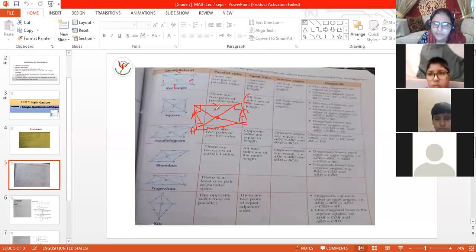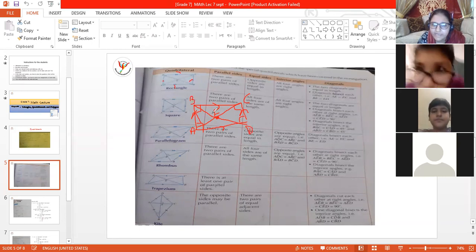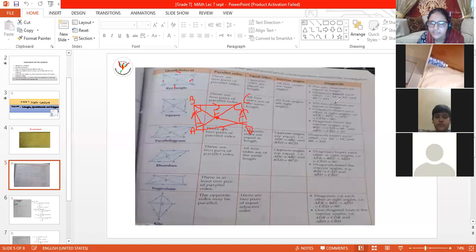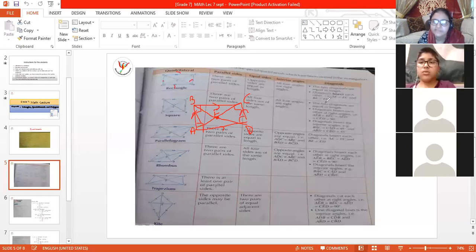This is point E. So the diagonals bisect each other, which means that AE is equal to EC. And if here it is B and it is D, then I can say BE is equal to ED. So this is the fourth property, that the two diagonals are equal in length and bisect each other, that is AE is equal to EC and BE is equal to ED. This is the first quadrilateral, which is the rectangle.